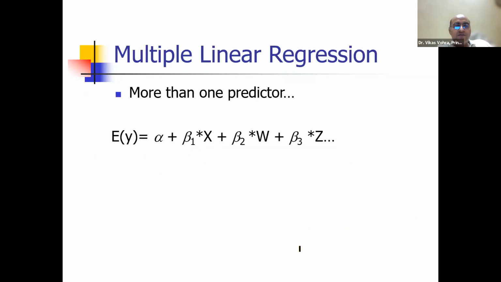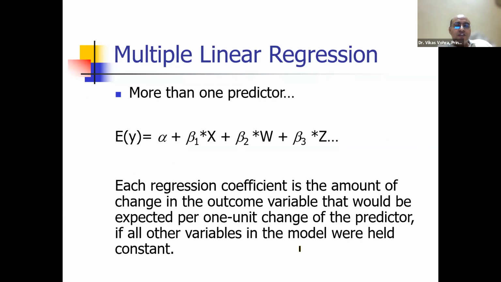Another thing is, in case of multiple predictors, this will be the model: the expected value of an outcome y depends upon the intercept plus the slope of the first variable and the second slope and the third variable. X, Y, W, and Z are the different variables. So each regression coefficient, beta 1, beta 2, beta 3, is the amount of change in the outcome variable that would have been expected for a per unit change in the predictor if all other variables in the model are held constant. That is why beta 1 is called a partial regression coefficient in case of multiple predictors, because it is the change in y due to x when all other variables, W and Z, in the model are held constant. And this is how the multiple linear regression looks.